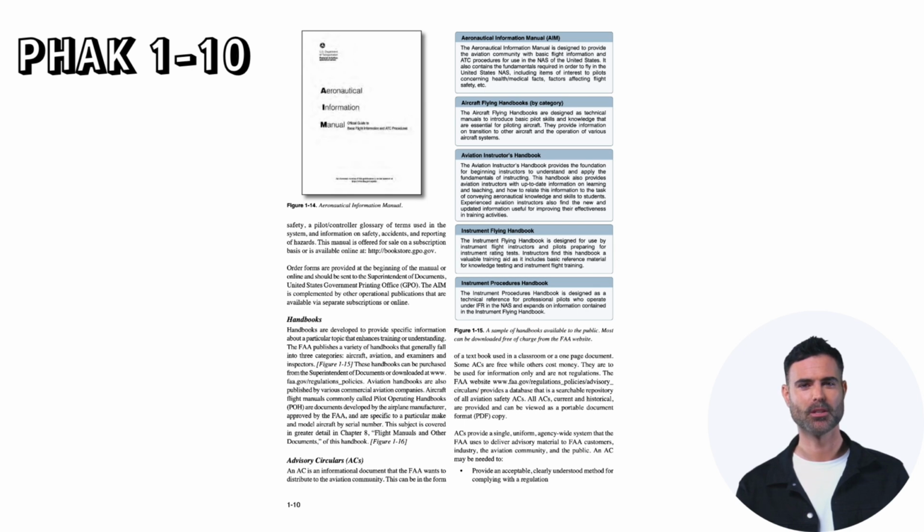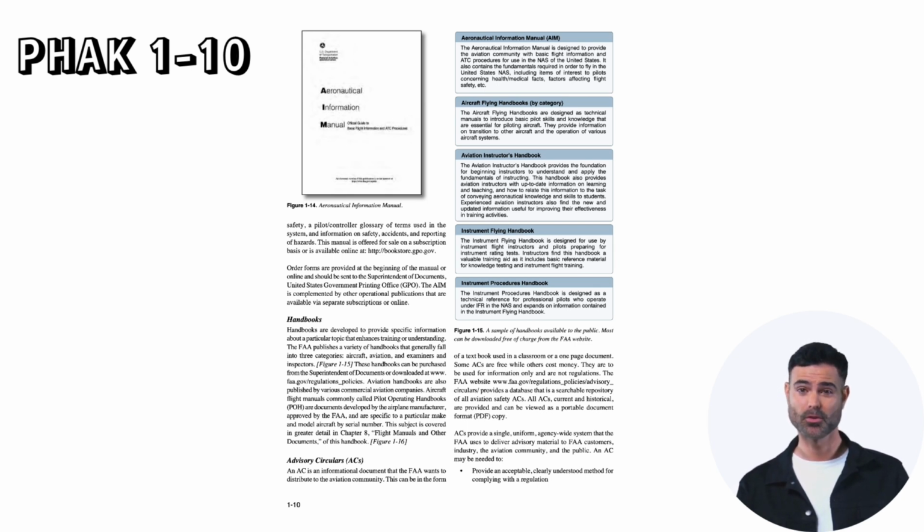Handbooks are developed to provide specific information about a particular topic that enhances training or understanding. The FAA publishes a variety of handbooks that generally fall into three categories: aircraft, aviation, and examiners and inspectors. These handbooks can be purchased from the Superintendent of Documents or downloaded at www.faa.gov/regulations_policies. Aviation handbooks are also published by various commercial aviation companies.